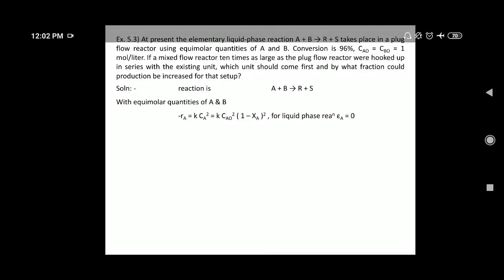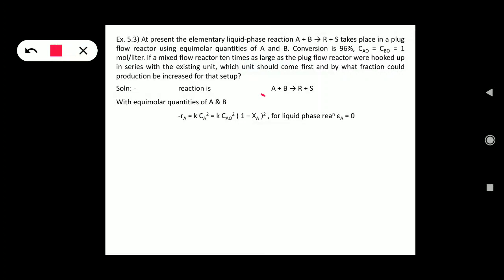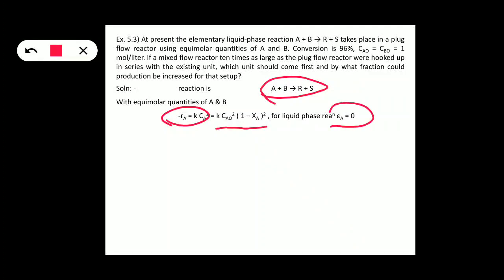So we have a reaction A plus B gives R plus S with equimolar quantities of A and B. As this is an elementary reaction, I have already explained. For an elementary reaction, the order with respect to A is 1 and the order with respect to B is 1. So here you can see the rate of reaction, minus RA, is k CA squared, a second order system. If you write it in terms of conversion, then I can write k CA0 squared (1 minus XA) squared. For a liquid phase system, epsilon A is equal to 0, which you are already familiar with.